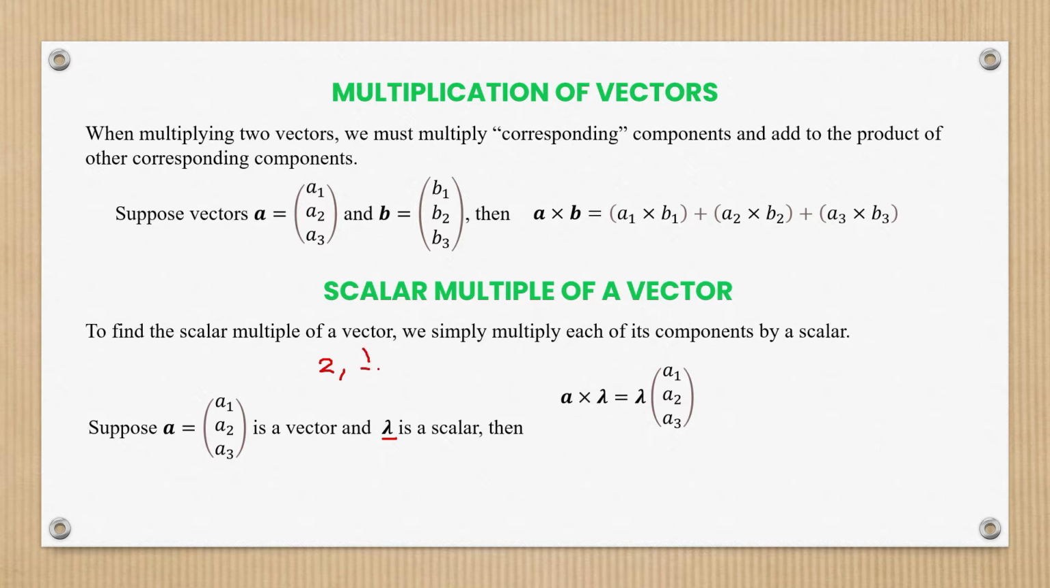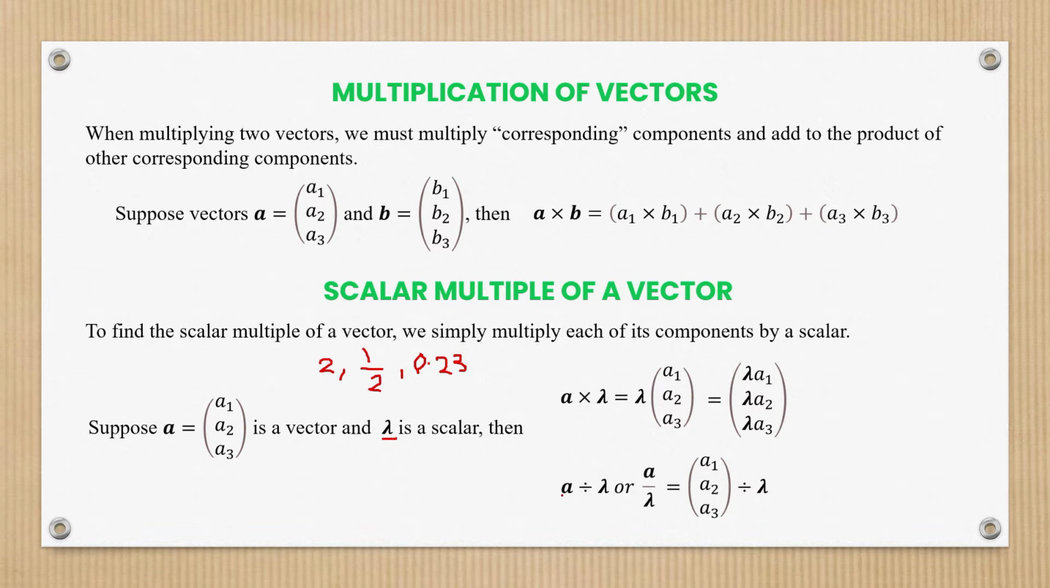It can be a number like a half. It can be a number like 0.23. So a scalar is basically any number that is multiplying the vector. So suppose we have any single number multiplying the vector. This is what we're going to be having. Then we're going to have that scalar multiplying each of the individual components.